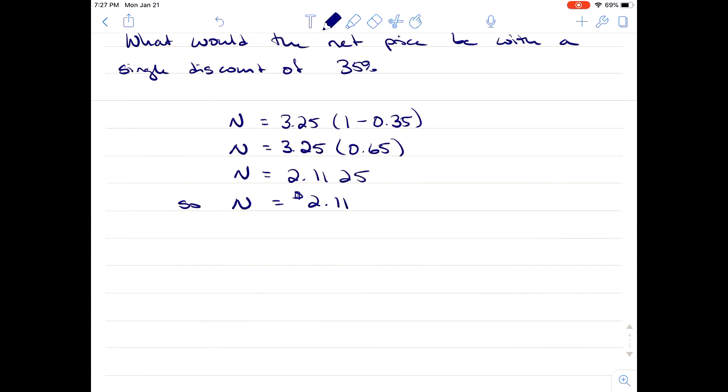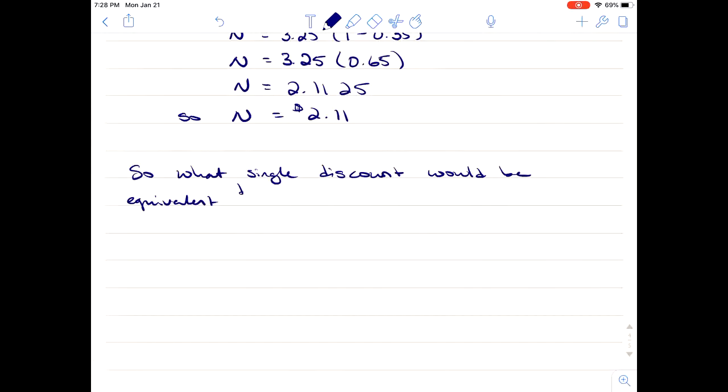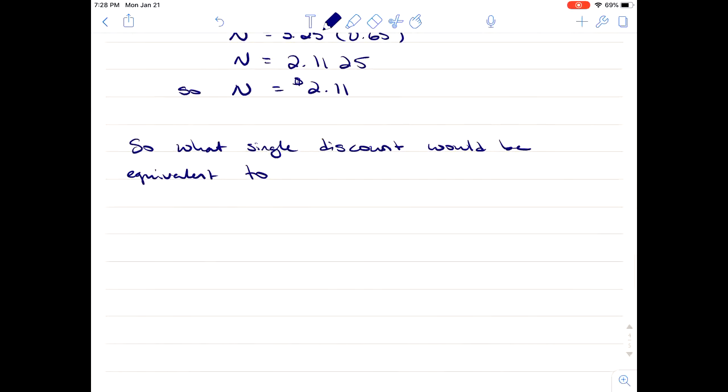So what single discount would we need to be equivalent to the 25% and the 10% discounts?